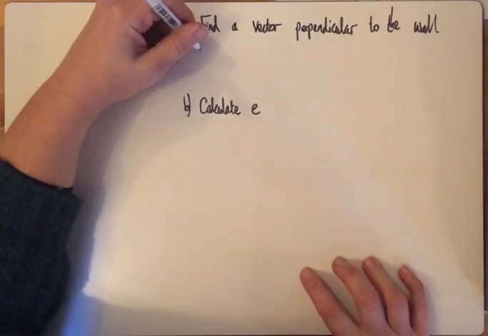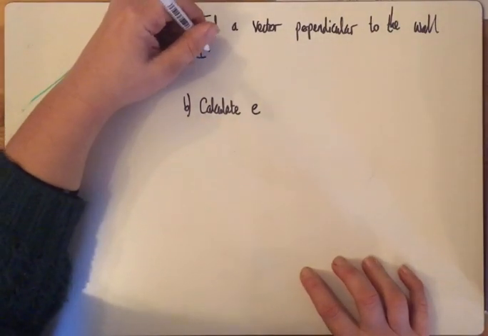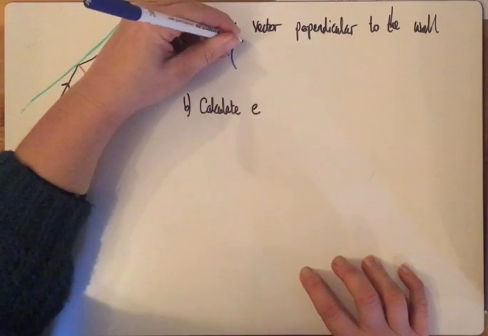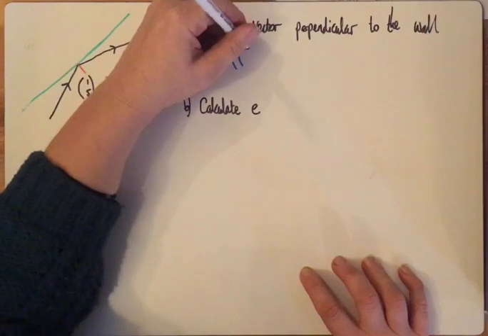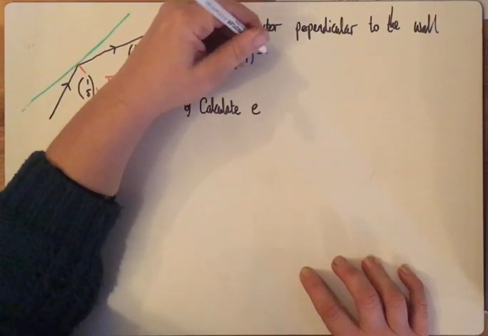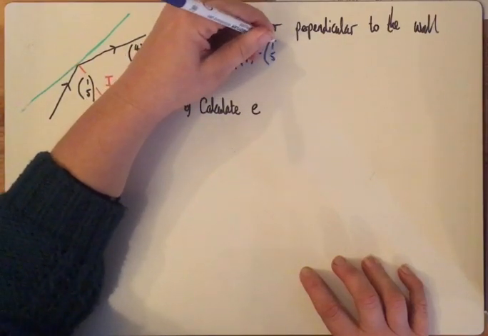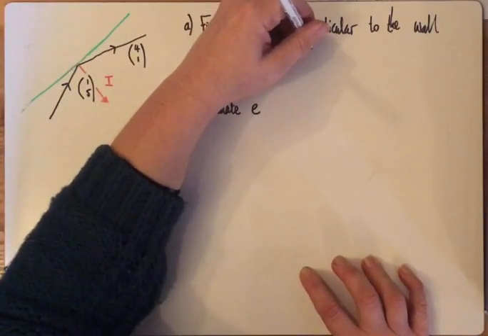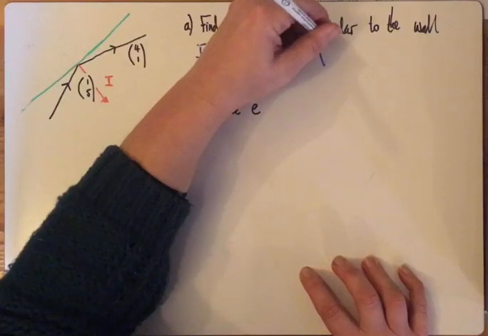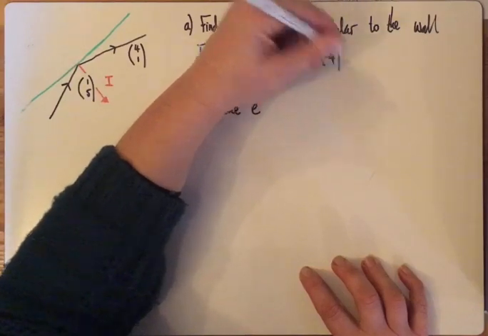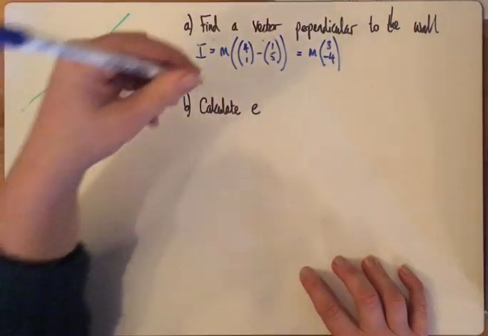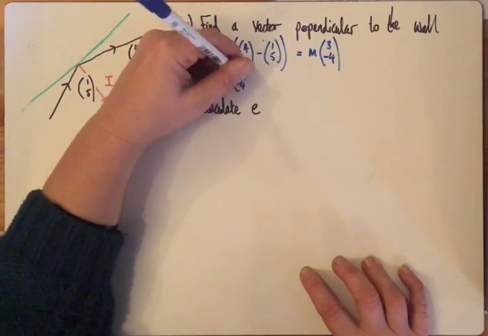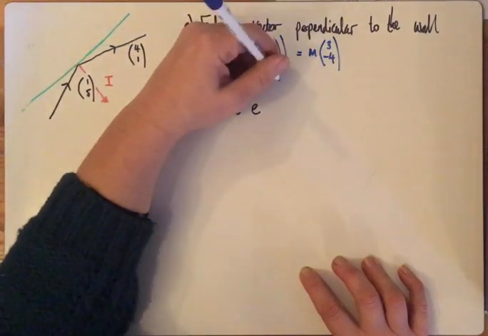So we know that the impulse is the change in momentum. So it's m lots of 4.1 minus 1.5, which is equal to 3 minus 4. And we know the impulse acts perpendicularly, so 3 minus 4 is perpendicular to the wall.